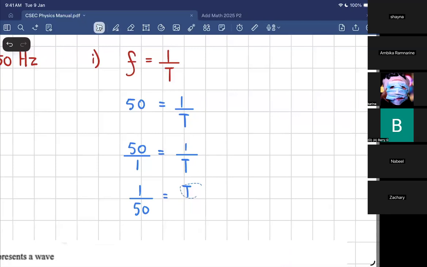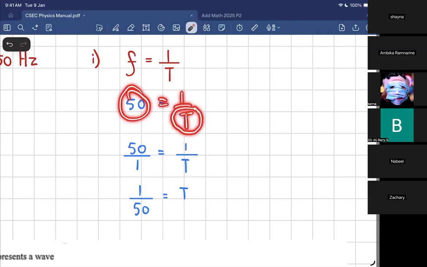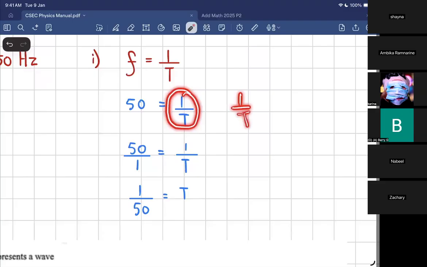Let me run that back one more time. We had 50 is equal to 1 over T, and we are trying to make T the subject of the formula. So we have 1 over T. What is the reciprocal of 1 over T? The reciprocal will be T over 1. Reciprocal just means to flip. So T over 1 is just equal to T. So if I want to get my answer, I just have to find the reciprocal on both sides.